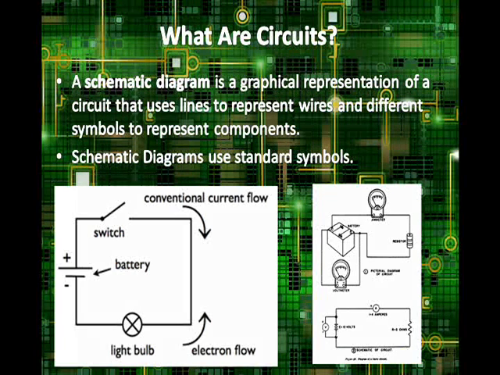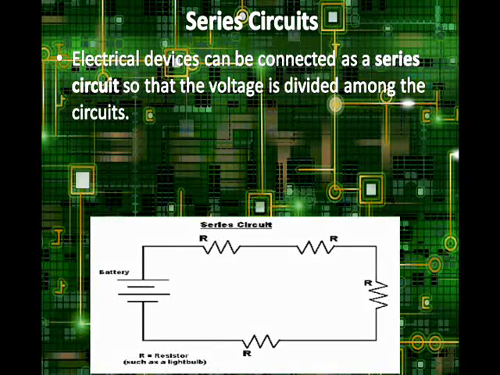Now, there are actually two types of circuits that we have. We have series circuits and we have parallel circuits. Let's go ahead and talk about series circuits. Electrical devices can be connected as a series circuit, and a series circuit allows the voltage to be divided among the different electrical devices that are there. And a series circuit has a single path for current. If you look at the picture at the bottom, there is just one pathway that the current can flow.